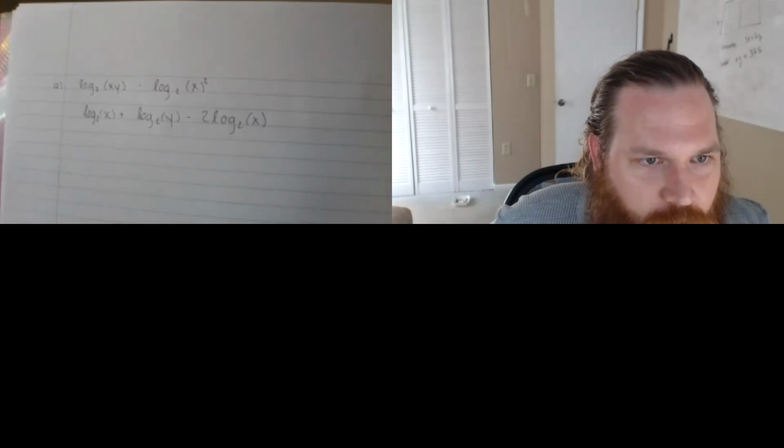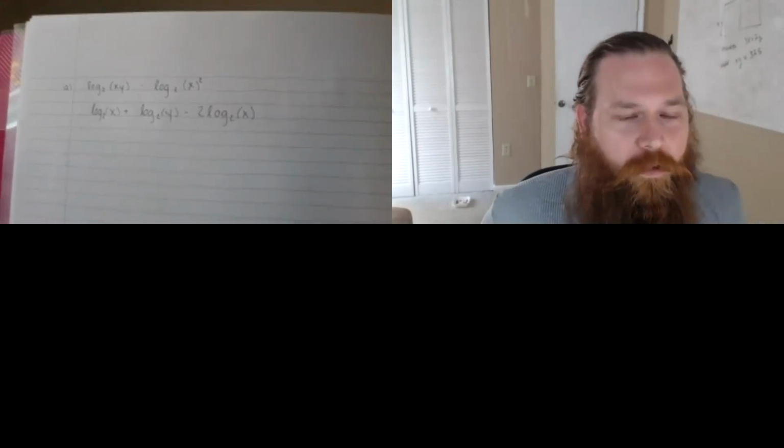So I see you've expanded the xy, the log 2 of xy as the base 2 log of x plus the base 2 log of y. And then we brought the power down in the other term. That's good so far. What would we try next? Do you see any terms that could be combined there?